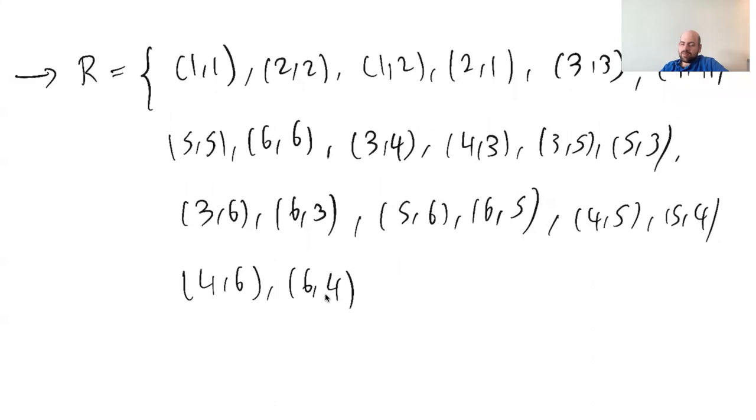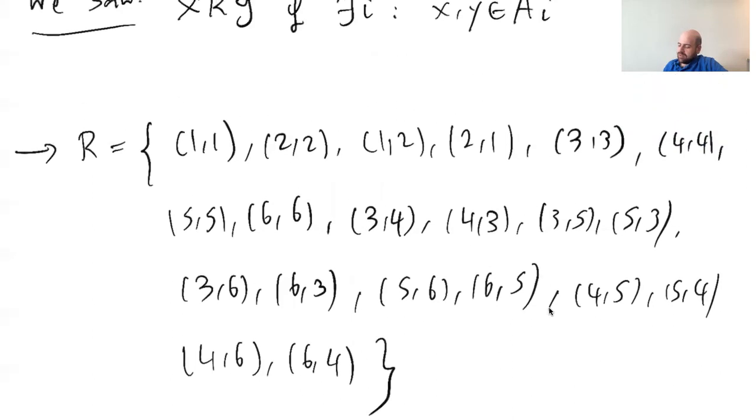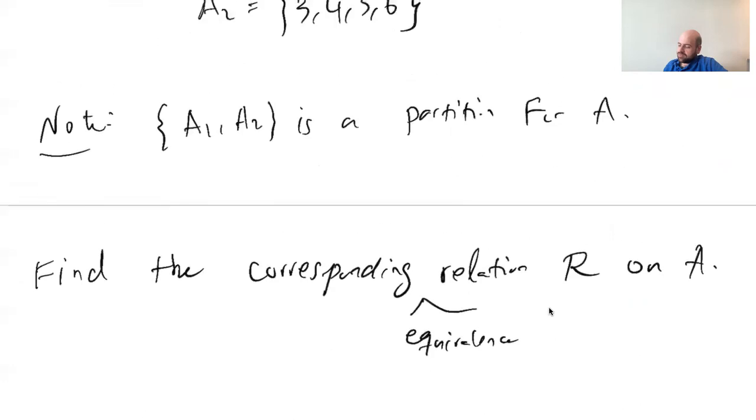These are in the same capital Ai. So (4, 5), (5, 4), (4, 6), (6, 4). And also (5, 6), because 5 and 6 are both in the same capital Ai. So (5, 6), (6, 5). So these are all in our relation R, and that's it. Okay. So this is the equivalence relation corresponding to this partition.